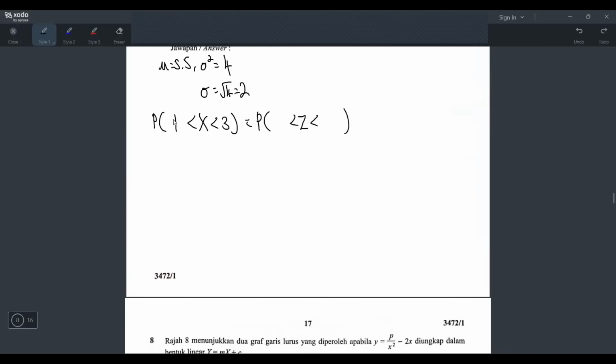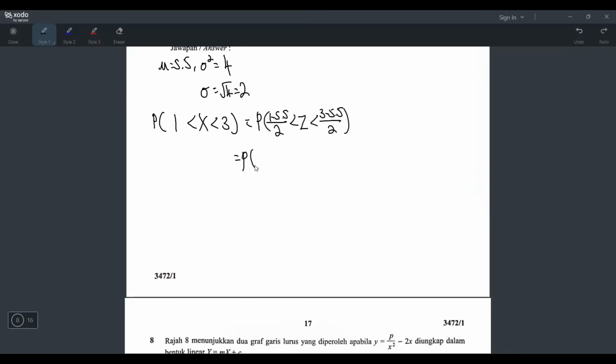So the X change to Z, and then what happened to the X value 1? You have to minus with mean 5.5 divide standard deviation 2. That's the formula, okay? What about the X3? It will be 3 minus mean 5.5 divide standard deviation 2. And then now you can press calculator and see what you get. So let me press my calculator now. So 1 minus 5.5. And then equals, and then answer divide 2. Okay, my calculator give me negative 2.25.